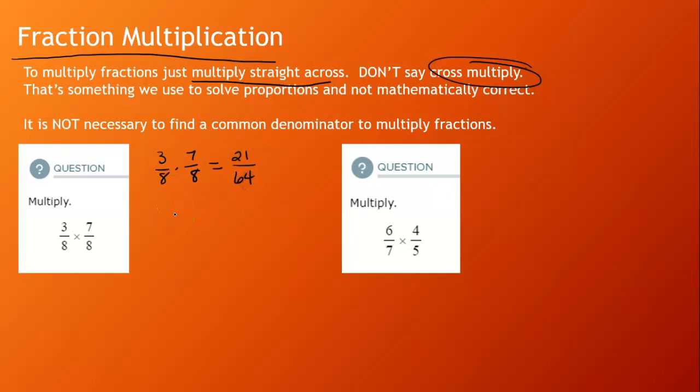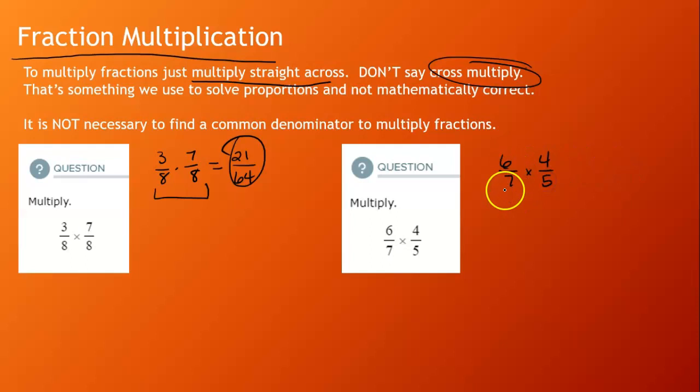And then if I've done this correctly, there shouldn't be any need to reduce because I should have already taken care of all the reducing here. But let's just double check. Is there anything that 21 and 64 can both be divided by? Well, 21 is divisible by 3 and 7, and 64 is not divisible by either one. 21 is also divisible by 21, and 64 is not divisible by 21. So we're done here. You pause the video and try this one on your own now.